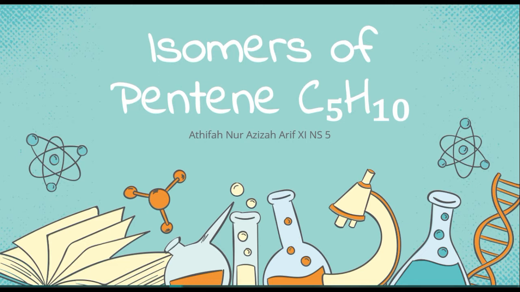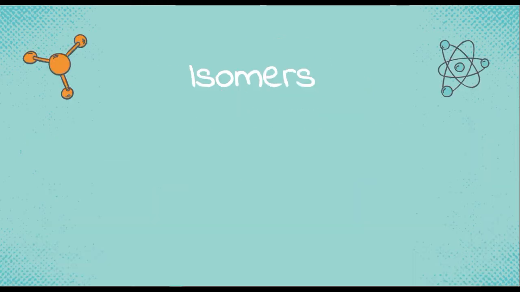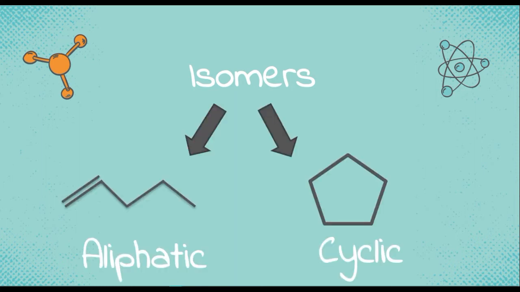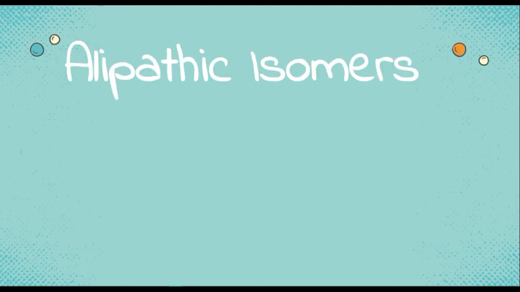In this video, I would like to explain about the isomers of pentene. Pentene is an alkene with the chemical formula of C5H10. Alkene isomers are different from alkanes, the ones that I've explained in my previous video. Alkenes have two types of isomers, aliphatic and cyclic. We are going to dive in on the first one, that is aliphatic.